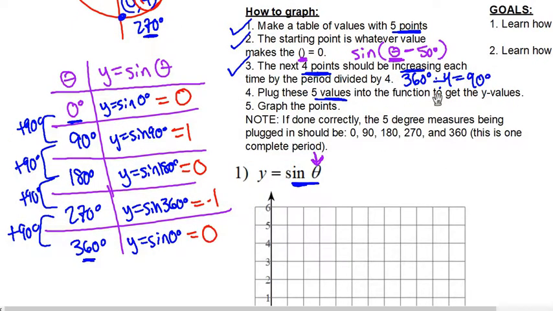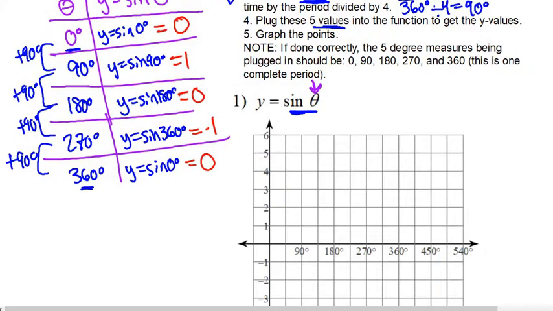Now that we have our values right here, now we can plot these on the graph. You could do this in either radians or degrees. So if you wanted to do this in radians, you would just change 90 into pi over 2.